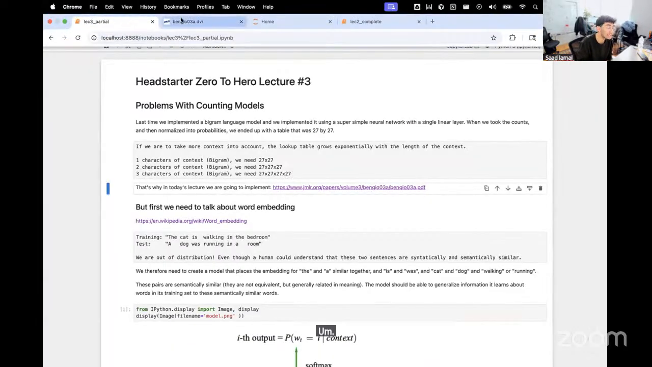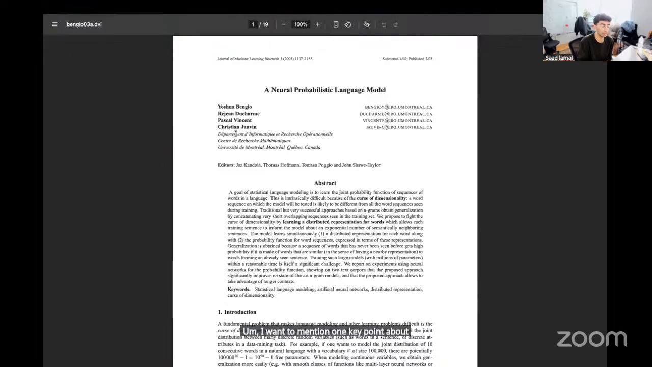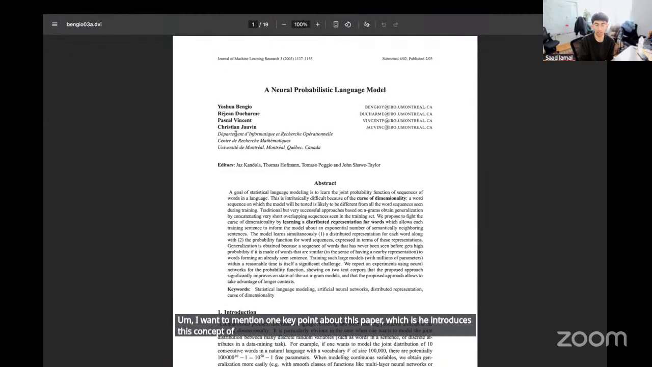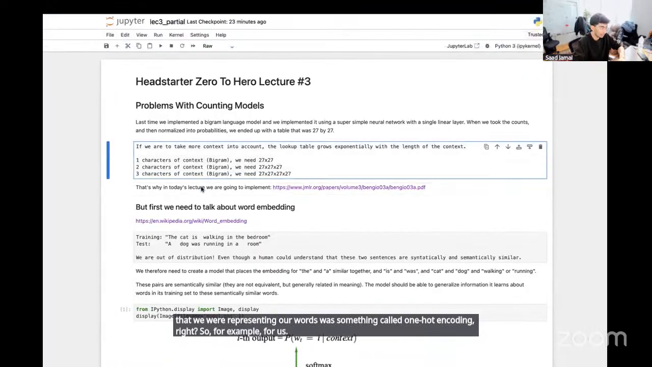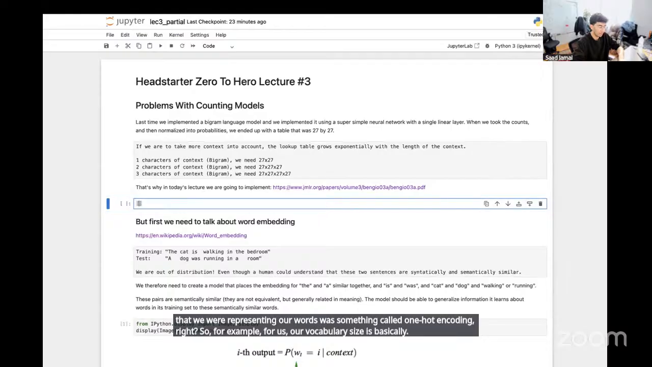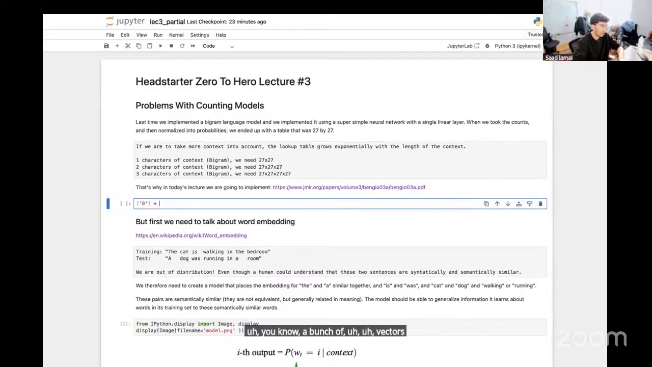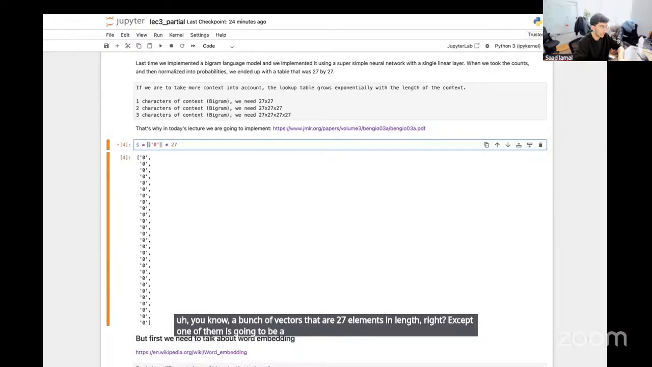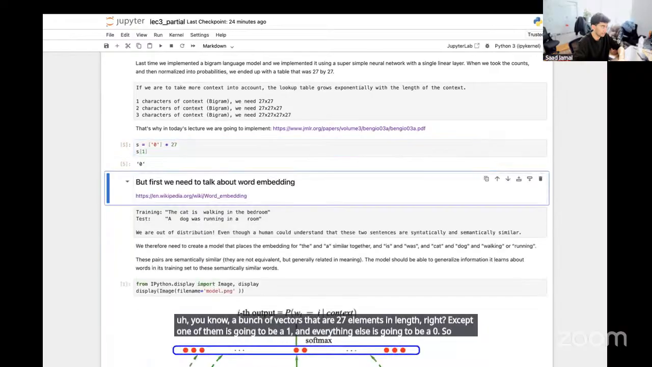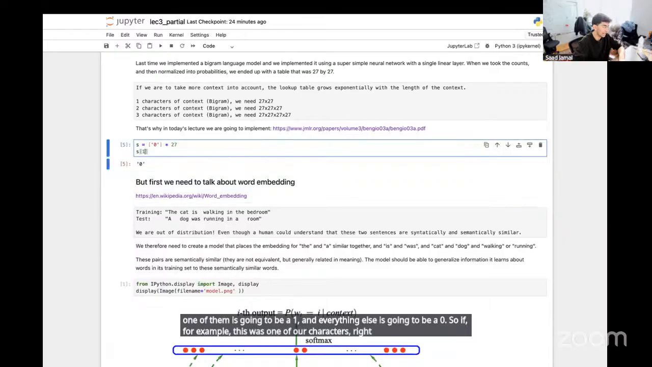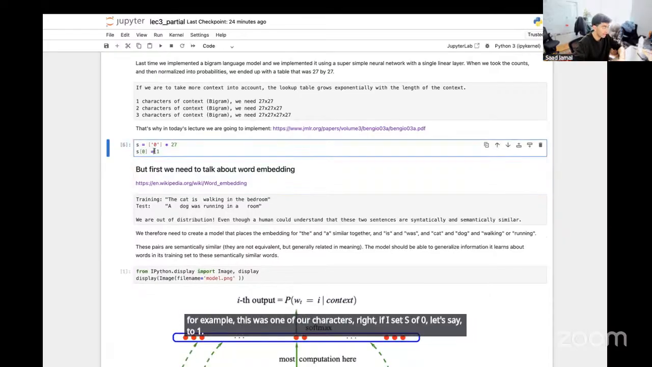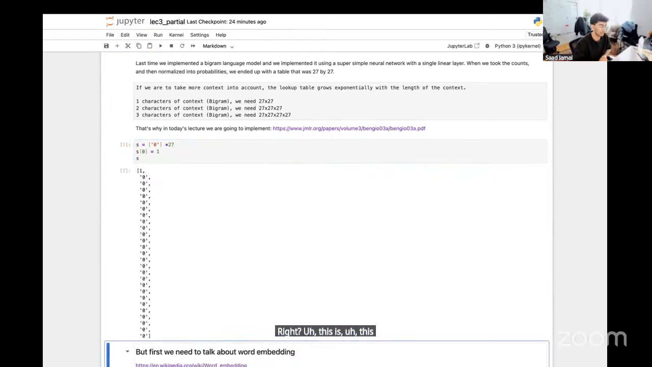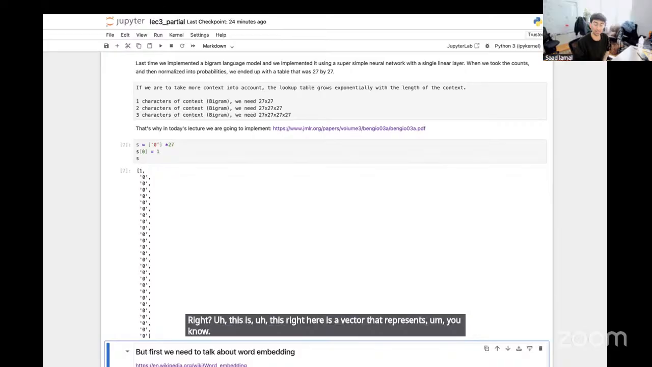I want to mention one key point about this paper, which is he introduces this concept of word embedding. If you remember, last time the way that we were representing our words was something called one-hot encoding. For us, our vocabulary is basically a bunch of vectors that are 27 elements in length, except one of them is going to be a one and everything else is going to be a zero. So if I set s of zero, let's say, to one, this right here is a vector that represents a single character in our data set.